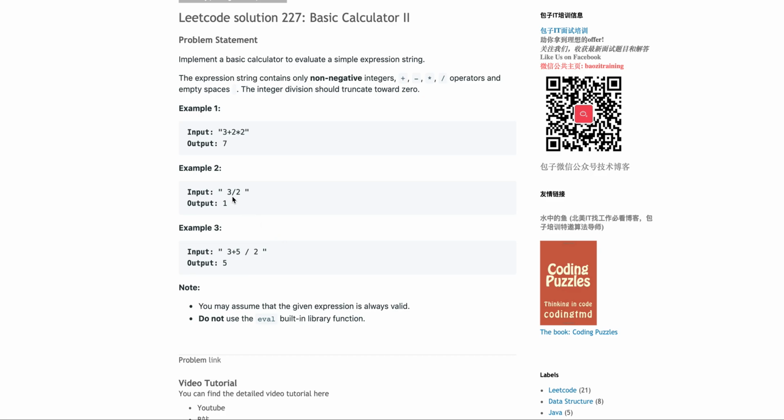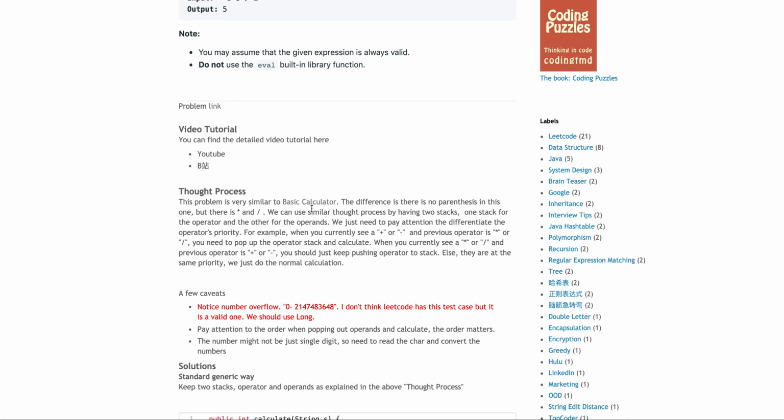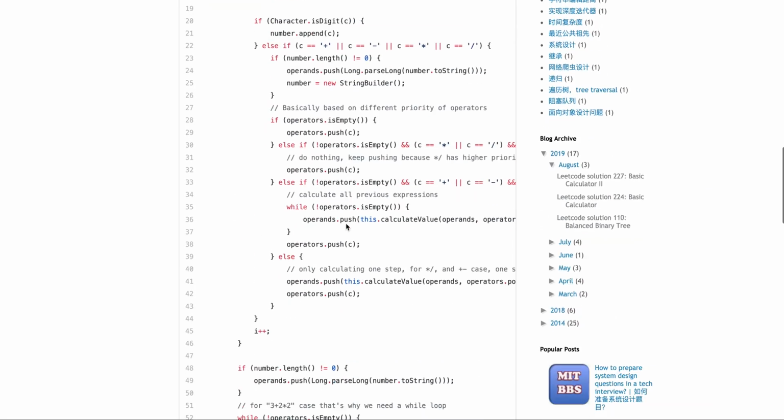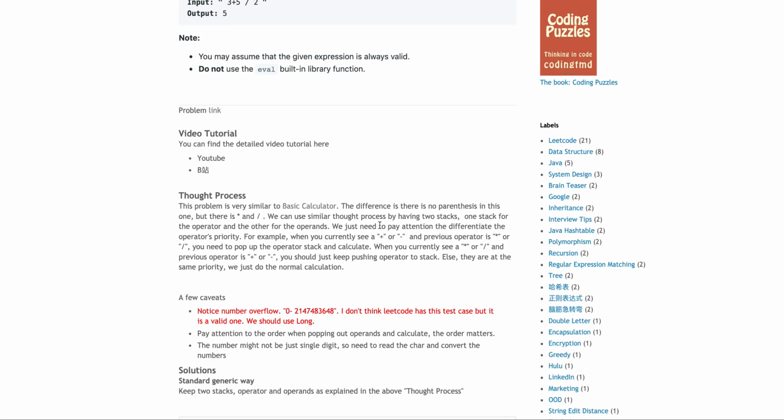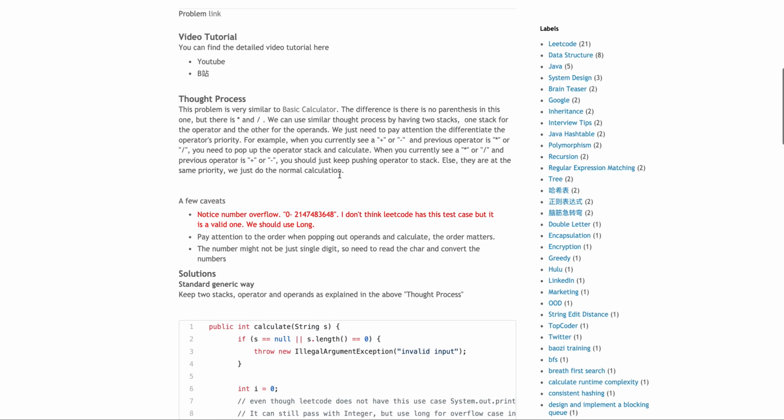If you have division, like 3 divided by 2, you just calculate the floor instead of the ceiling. So 3 divided by 2 is 1, and 2 divided by 3 is 0. The thought process is very similar to Basic Calculator 1. Like I said, the difference is there are no parentheses. A generic way that I like to solve this kind of problem is to always keep 2 stacks. One stack for the operators, the other for the operands.